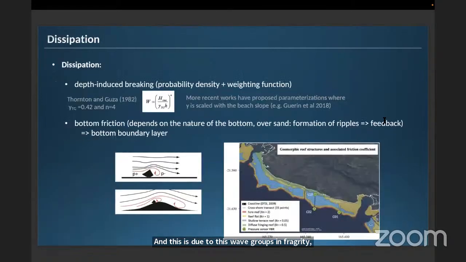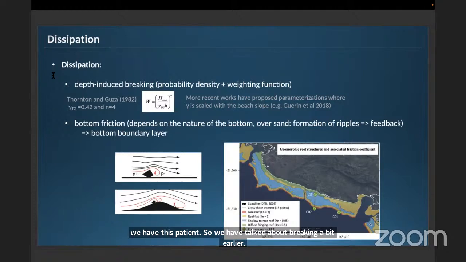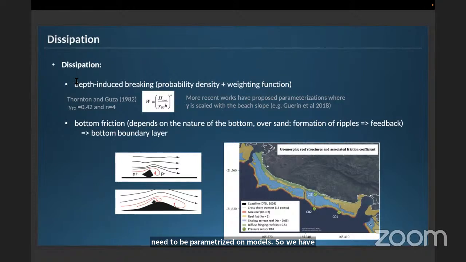Finally, we have dissipation. We have talked about breaking a bit earlier, but this dissipation needs to be parameterized in models. So we have breaking due to the steepness of the waves in the deep ocean, but we also have depth-induced breaking, which should be parameterized, and also bottom friction. At the moment that the waves are in a shallow enough area, they will really impact the bottom, and that can induce some sediment transport. And this bottom friction will also induce some dissipation.